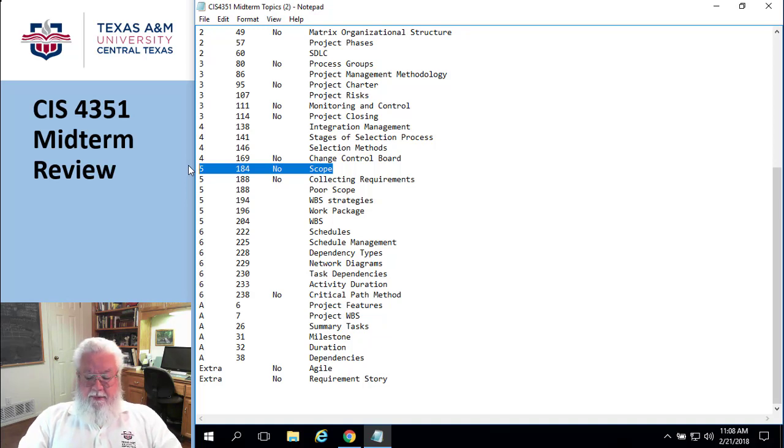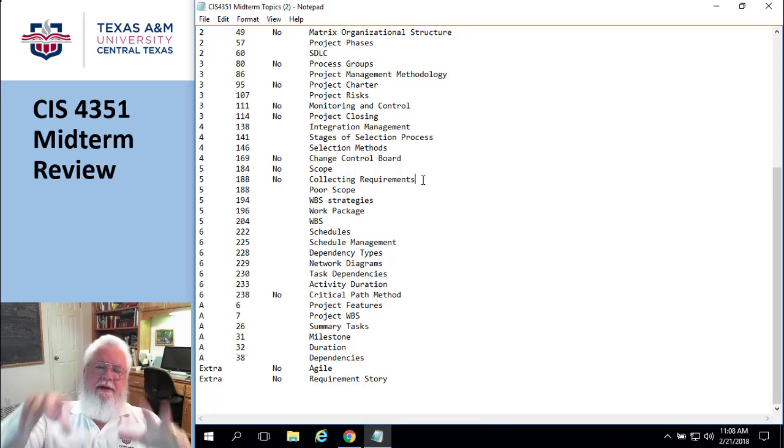Collecting requirements. Okay. Now, we talked about this a great deal. You can interview people. You can interview people in groups. You can do direct observation. You can pull data from other systems. There's all sorts of techniques you can use for collecting requirements.